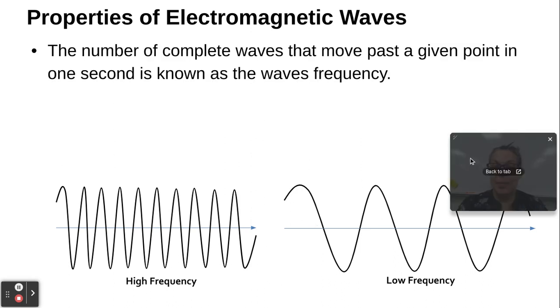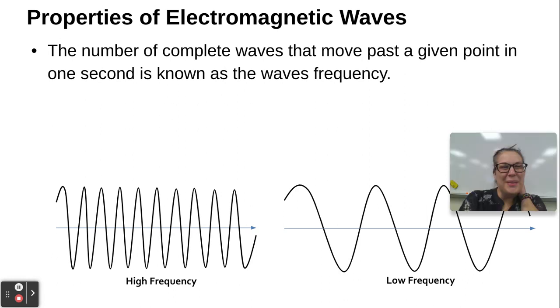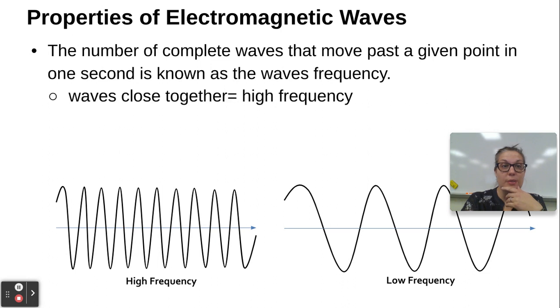So we're talking about the wavelength and how it's one complete wave. So the number of complete waves that move past a given point in 1 second is known as the wave's frequency. So frequency and wavelength are related, as you can clearly see in these two photos.